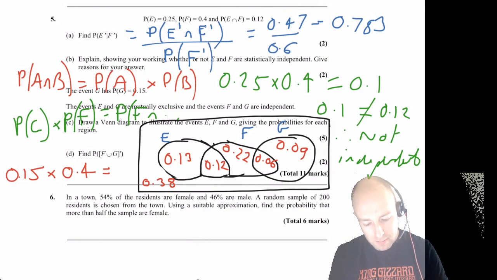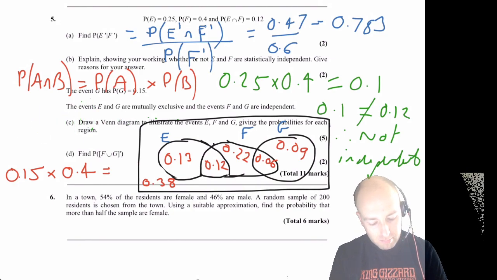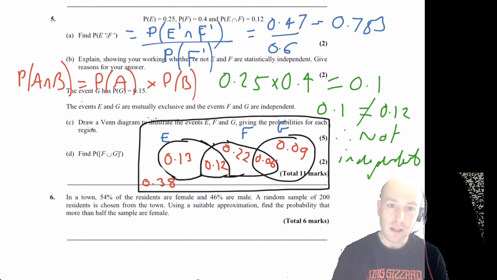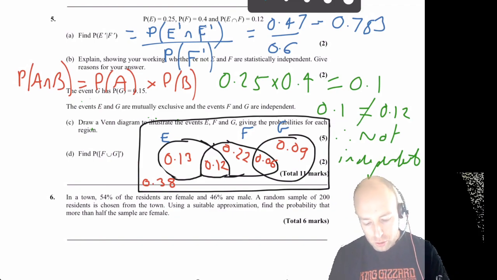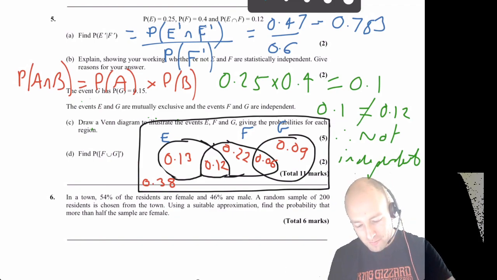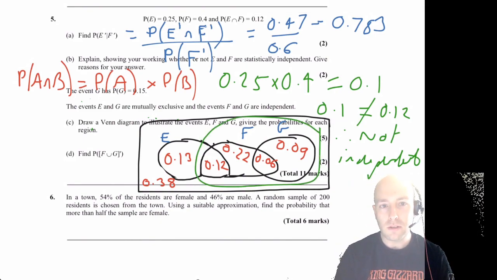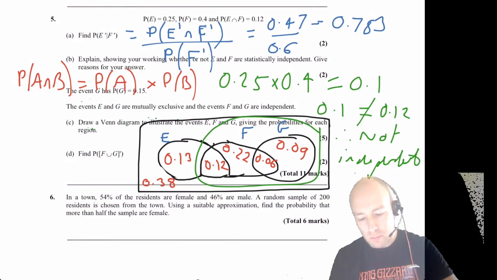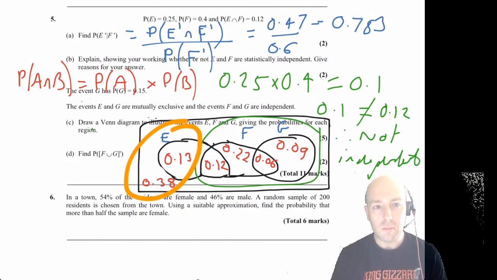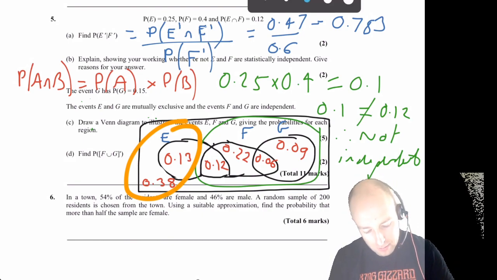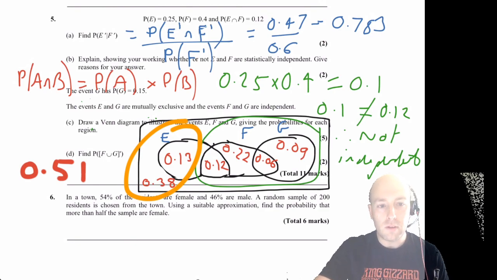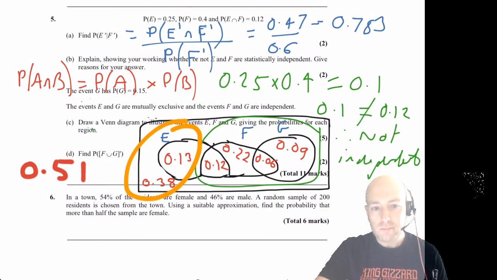Right, let's make some space here for the last bit. Find the probability it's not F or G. So we need to find the probability it's F or G and then take that away from 1. So F or G is going to be all of those probabilities I've just circled. So if I add all those together and take that away from 1, basically the region that we want is going to be this bit. If it's not F or G, it's going to be those two bits added together. So we'll get 0.51 is our probability of not F or G.